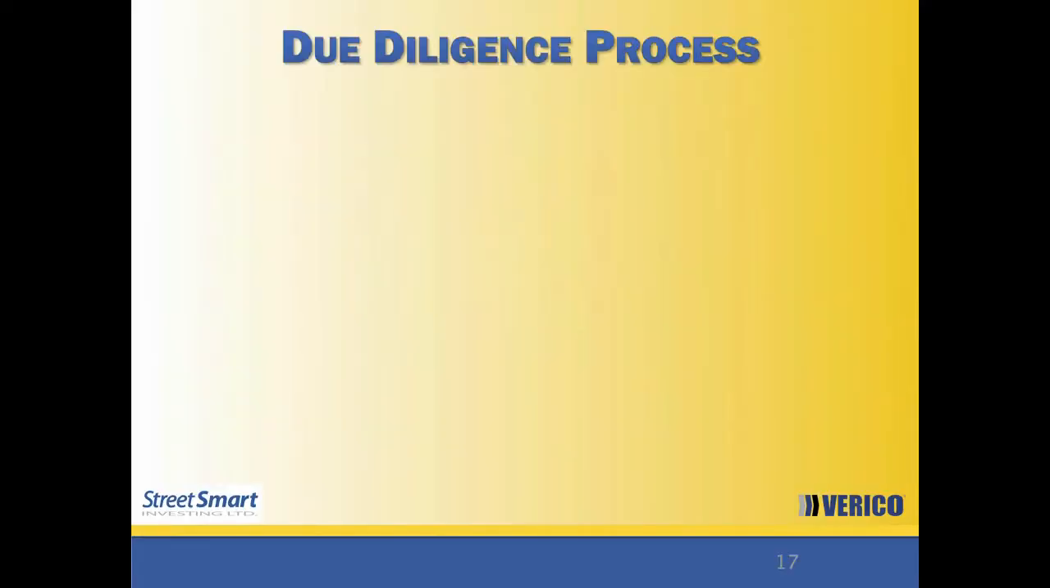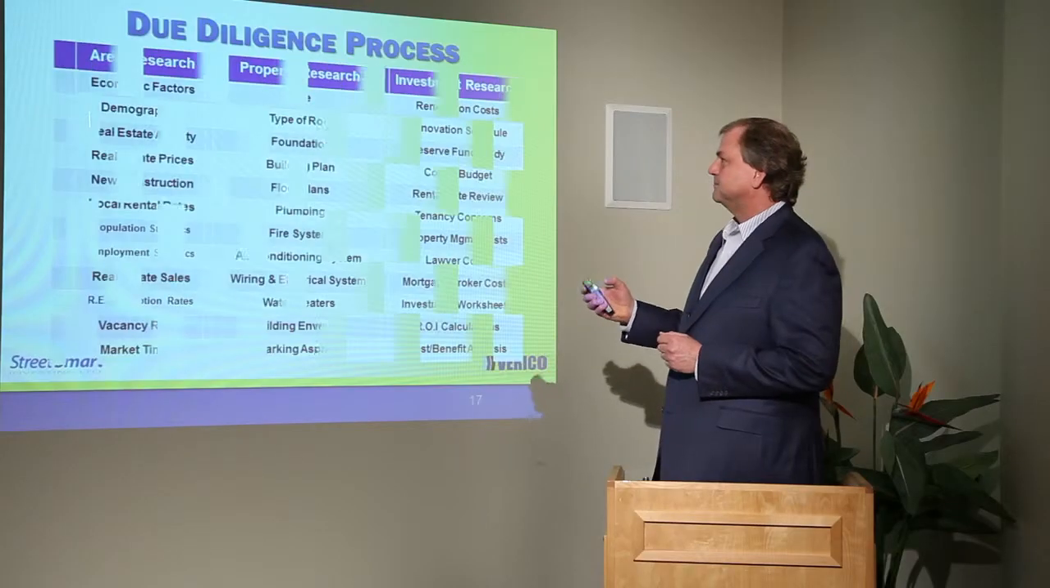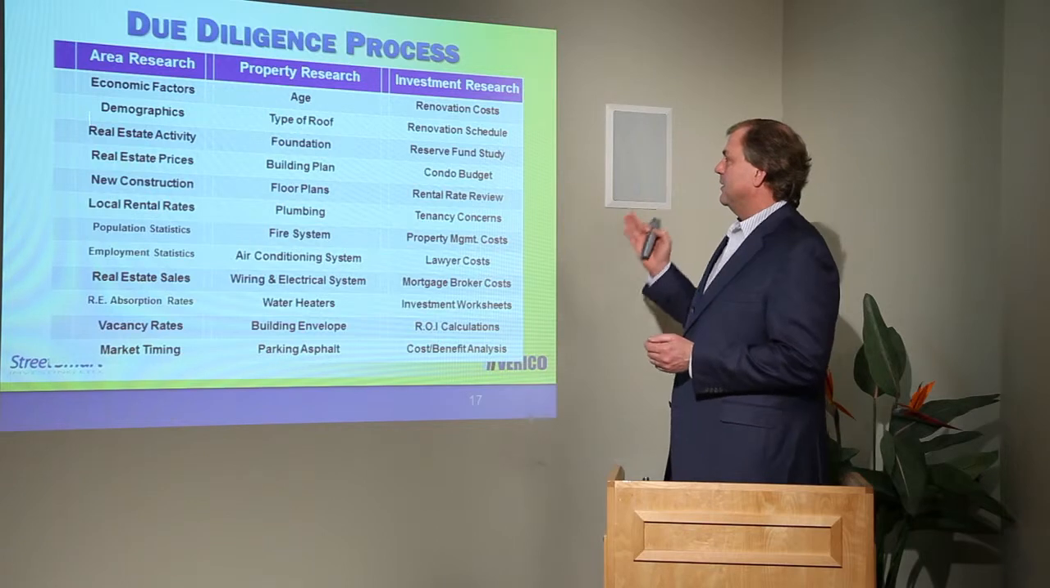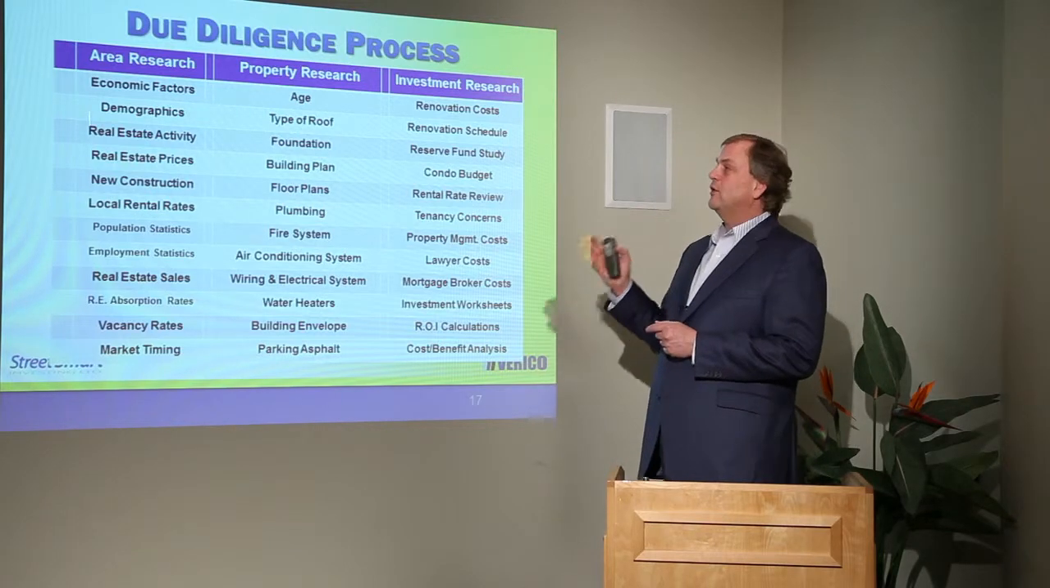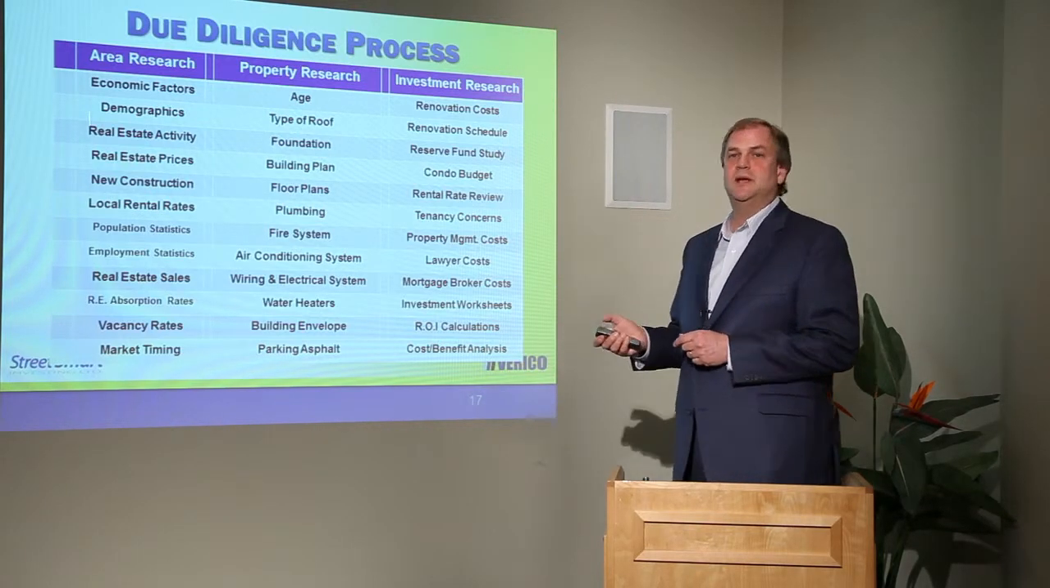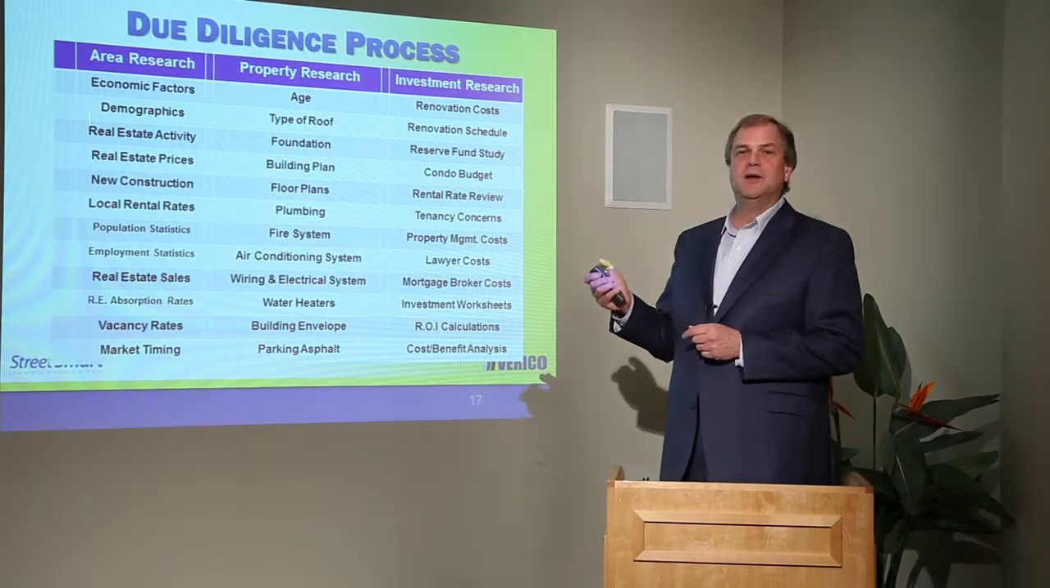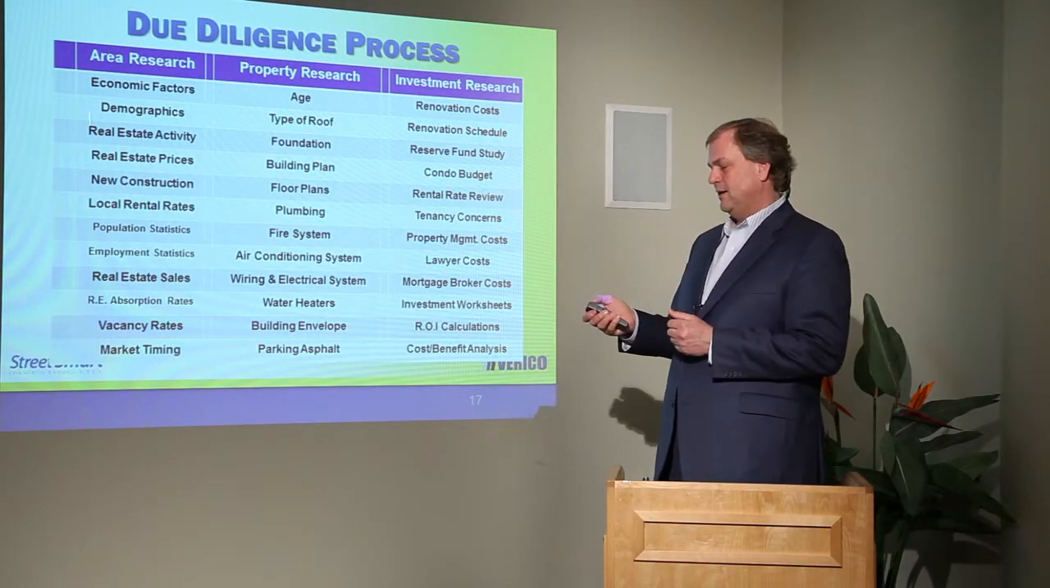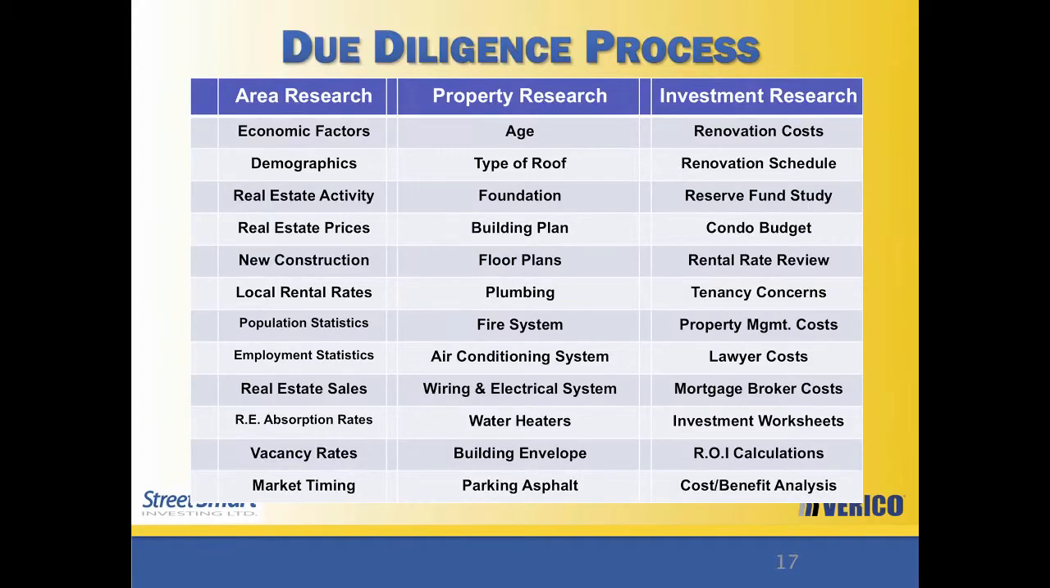So let's have a look at the due diligence process. Wow, there is a lot here, and I'm not going to go over each item, but what I will do is I will break it into the three areas that we identify. First is the location, the region, why we're in that area. Next is about the actual property itself, the physical property. And the last one is the investment research.